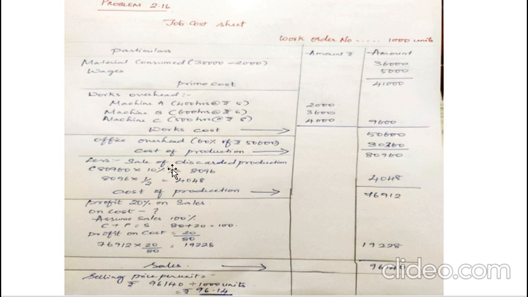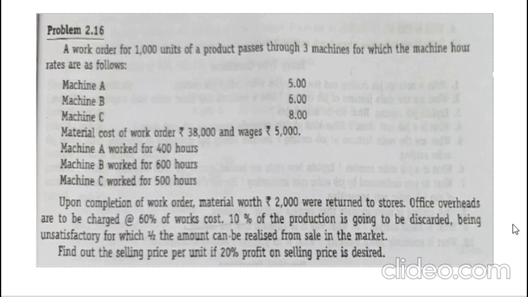After adding your office and overhead expenses, you will get your cost of production. After getting your cost of production, you need to see if you have any selling and distribution expenses. In the problem, if you read, there is nothing like selling and distribution, but they have given an adjustment here stating 10% of the production is going to be discarded. Discarded in the sense it is going to be removed. The expenses are the same. Being unsatisfactory, half the amount can be realized from the sale in the market. So 10% of the production has been removed.